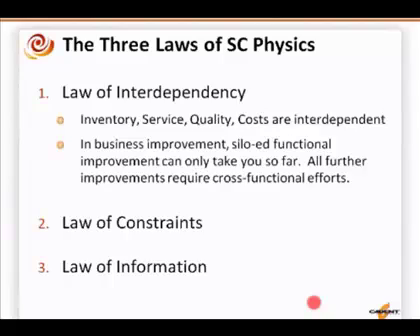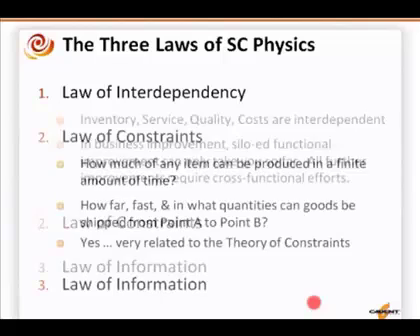In business improvement, the siloed functional improvements can only take us so far. At a certain point in organizational development, you get to the point where further improvement requires cross-functional cooperation, and that's what we're trying to get across with this law of interdependency. There's 2 parts to it. 1, these performance measures are interdependent, and 2, your improvements can only take you so far before you have to work with your co-functions to improve further.